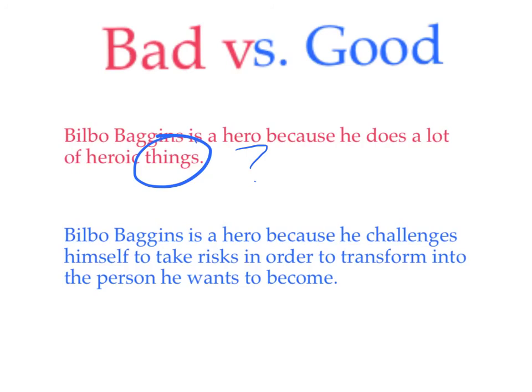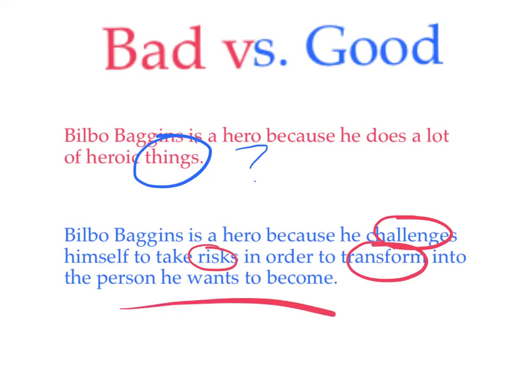Now, the second prompt, as we discussed before, is very, very specific. This person knows where he wants to go, and by Bilbo taking risks, challenging himself, transforming, and talking about the person he wants to become, this person is talking about how heroes take a great deal of time to change themselves. And they know that this is not necessarily easy. Like I said before, there's lots of evidence for this thesis statement.